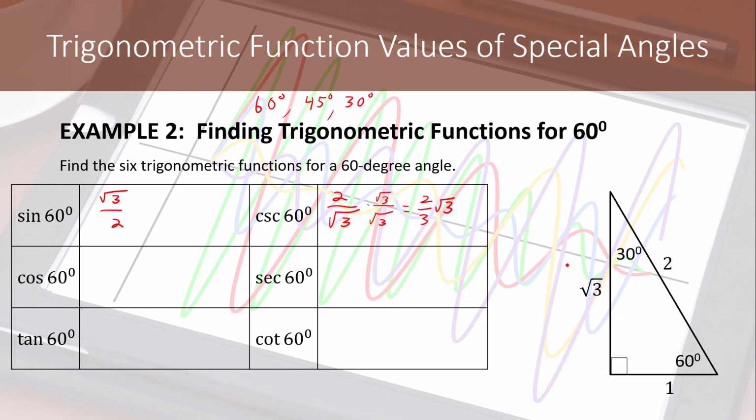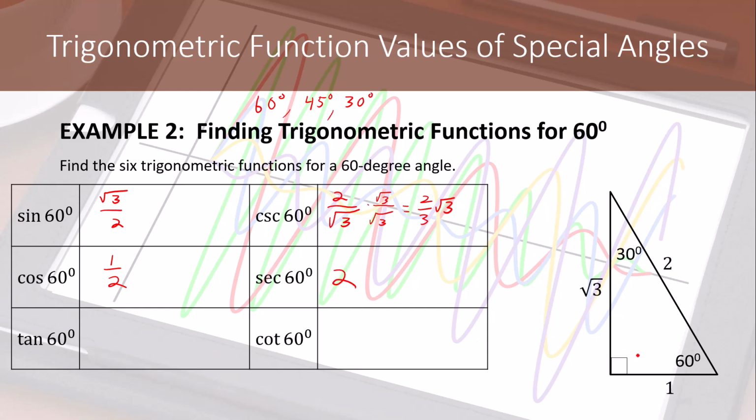Okay, let's go to cosine. Cosine is going to be the adjacent, in this case, which is 1 divided by the hypotenuse, which is 2, so that's just simply going to be 1/2. And what is secant going to be? Simply just 2. Okay, the reciprocal of that.